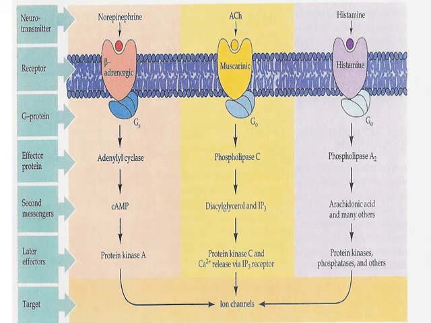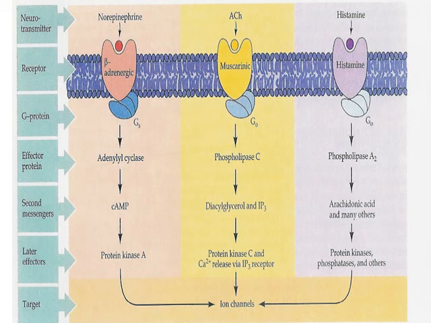In the middle panel here, we have a cholinergic receptor, the muscarinic receptor, and acetylcholine binds to it. It activates a G protein, which then activates phospholipase C. Phospholipase C is an enzyme which will result in the formation of diacylglycerol, sometimes referred to as DAG, D-A-G, and inositol triphosphate, IP3. That will then activate protein kinase C, and it can also cause calcium release, which can then open an ion channel.